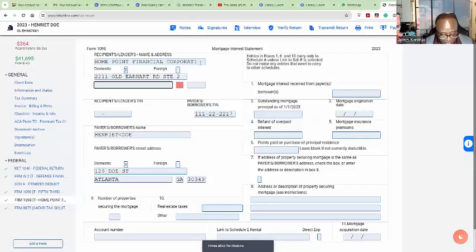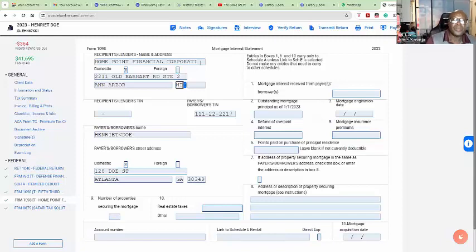Don't have to worry about it. Okay. Then Ann, the city is Ann Arbor. Ann Arbor, which is MI, Michigan. MI for Michigan. And the zip code is 48105.